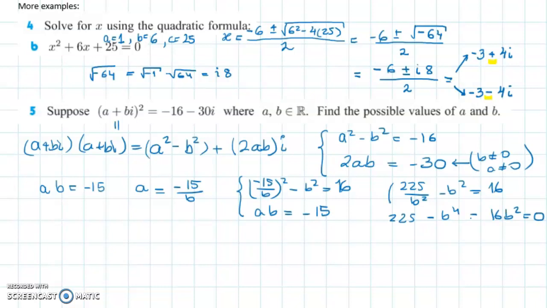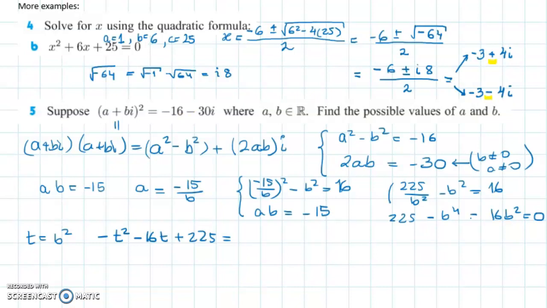Wait a minute, I said I wanted to transform this into a quadratic, and now I have a quadratic equation. Kind of, because we only have terms on b to the 4 and b squared and independent. We can actually say, I don't know, t is equal to b squared. So the equation I have is equivalent to negative t squared minus 16t plus 225 is equal to 0. So I want to find what are the possible values for t, so we can find what are the possible values for b.